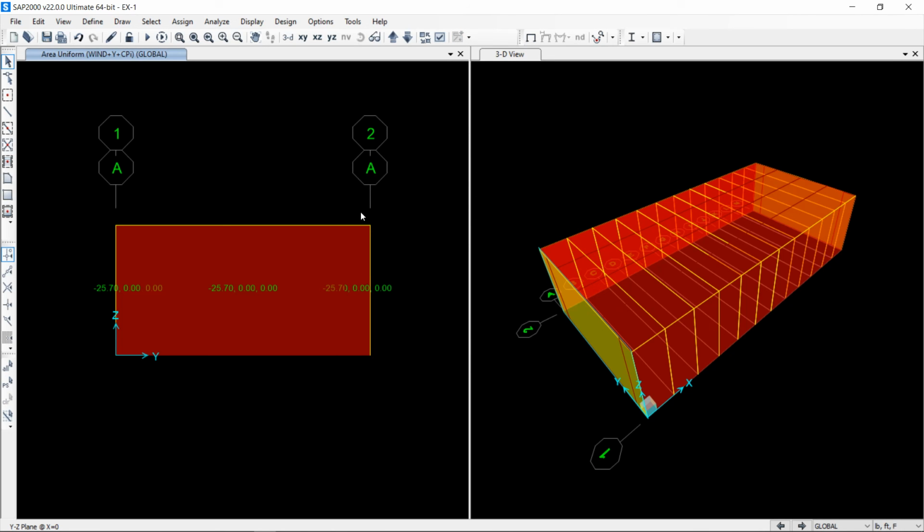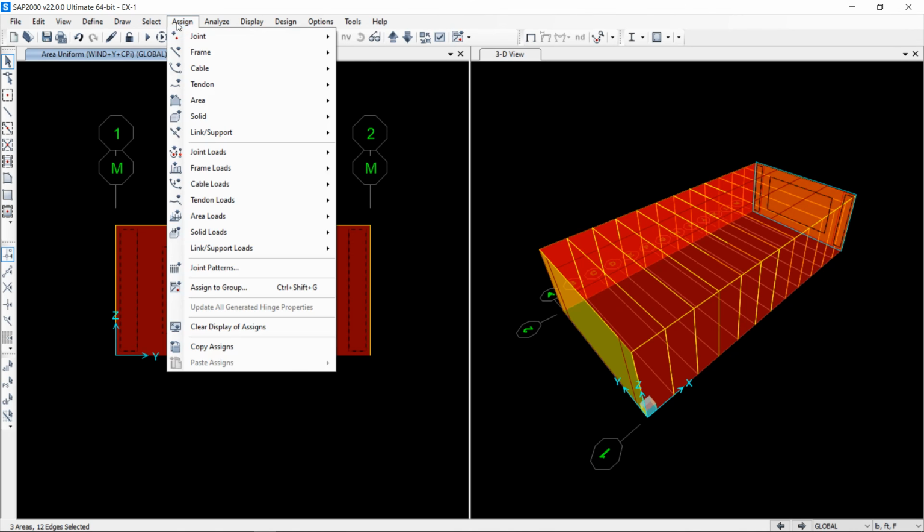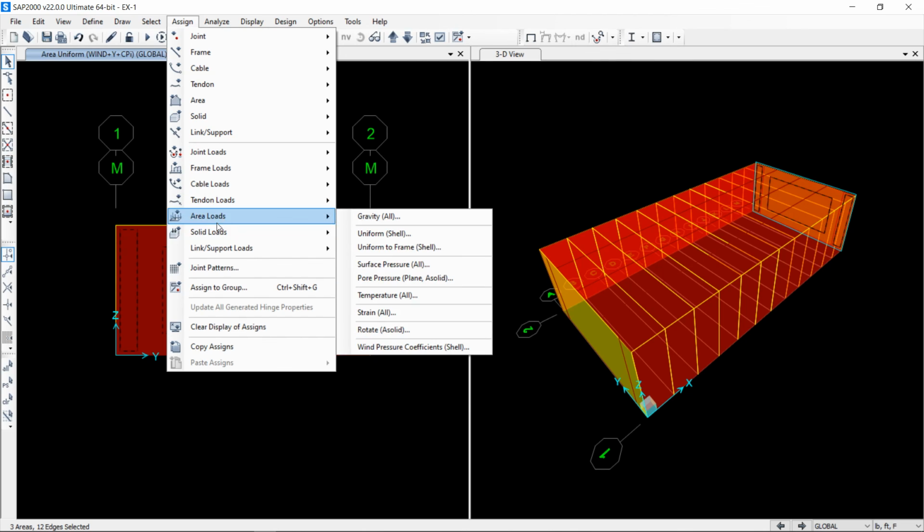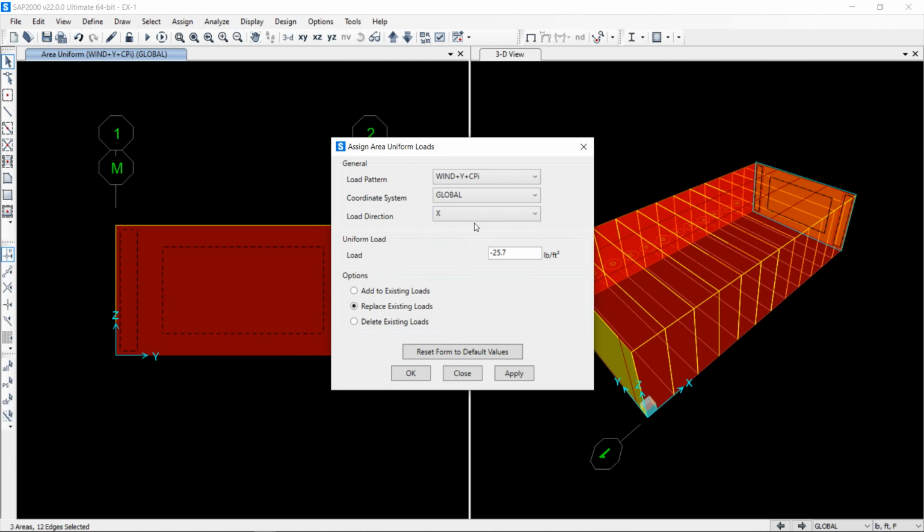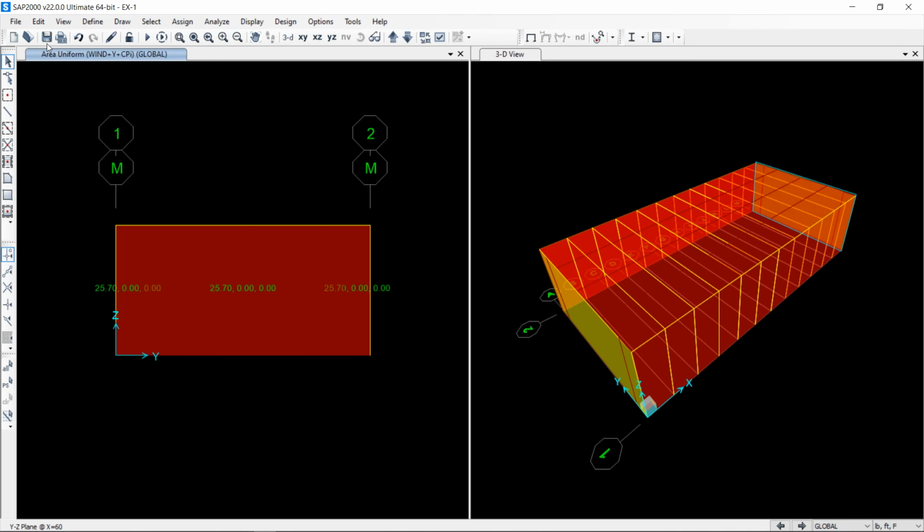Now this is correct, and when we go to the other side of the wall, this force will be positive. So let's assign area load uniform. Now it should be positive. Apply. So let us save.